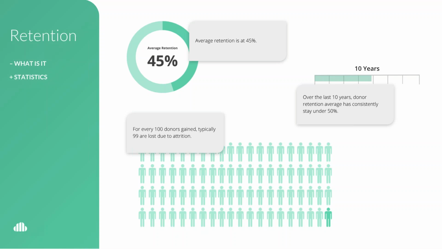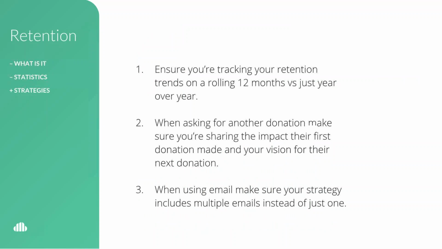But the easiest way to increase an organization's funds and fundraising is to retain as many donors as possible and to be able to clearly identify who those donors are. A couple of key strategies around donor retention. Number one is ensure you're tracking retention trends over a rolling 12 months versus year to year. I've already covered this, but I believe it's very, very important, because it allows you to see right when someone falls off.